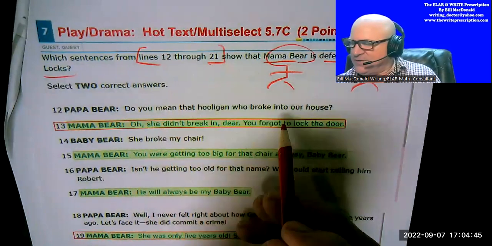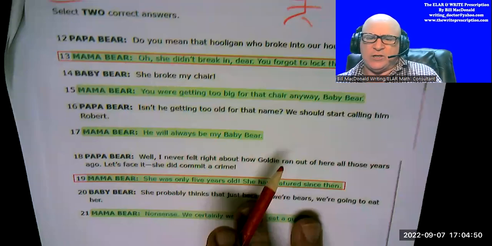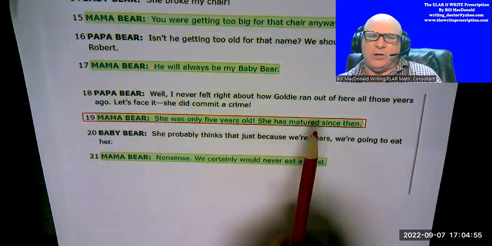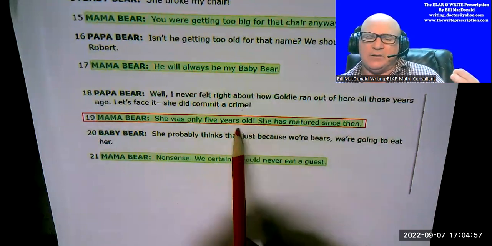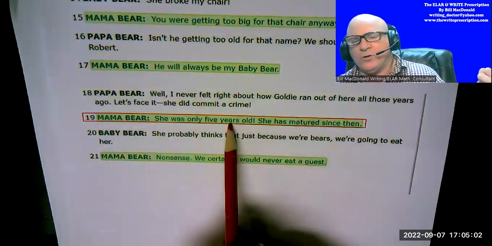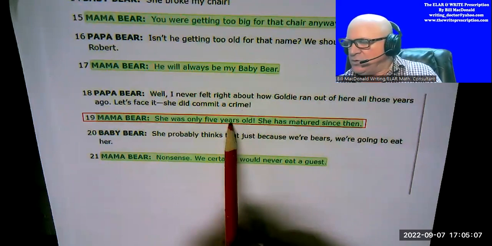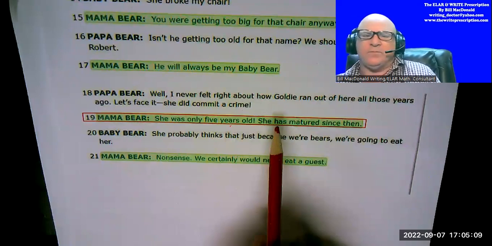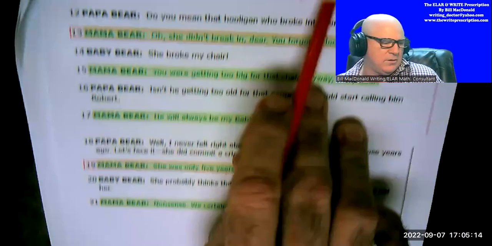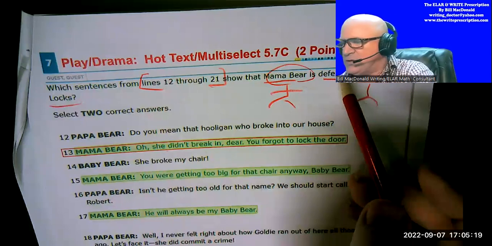There's the first defense. The second one, she was only 5 years old. She has matured since then. So Mama Bear is saying that sometimes when you're younger, you're going to do things that maybe you don't know are wrong, or maybe you do know they're wrong, but you're not mature enough to resist doing that. And so those are two examples of Mama Bear defending Goldilocks. So that was hot text, 2 points.